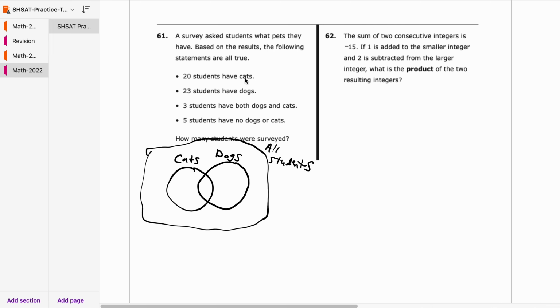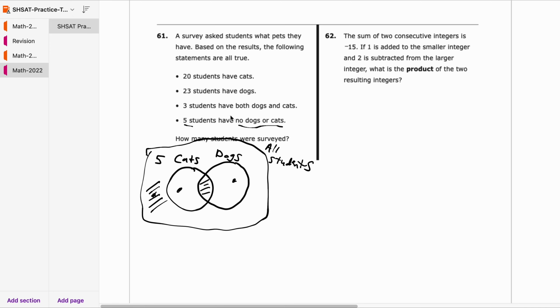Okay, so we know that 20 students have cats. So basically what we're doing here is, if you look at this region outside of the circles, these are people who don't have either cats or dogs. This region would be people that have both cats and dogs. And then here it would be only cats, here only dogs. So that's basically what we're looking at here. So we can start with the 5 students that have no dogs or cats, right? So this is right here.